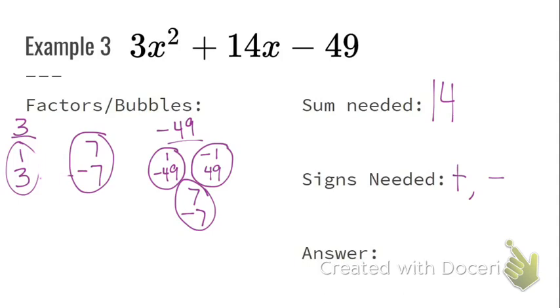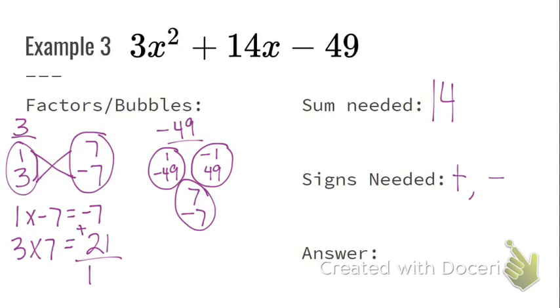Instead, let's try flipping them. So we would take 1 times negative 7 to get negative 7, and 3 times positive 7 to get positive 21. Now when we add them, we do get a positive 14. So if you ever are coming out with the right number with the wrong sign, you probably just need to flip how you're multiplying.